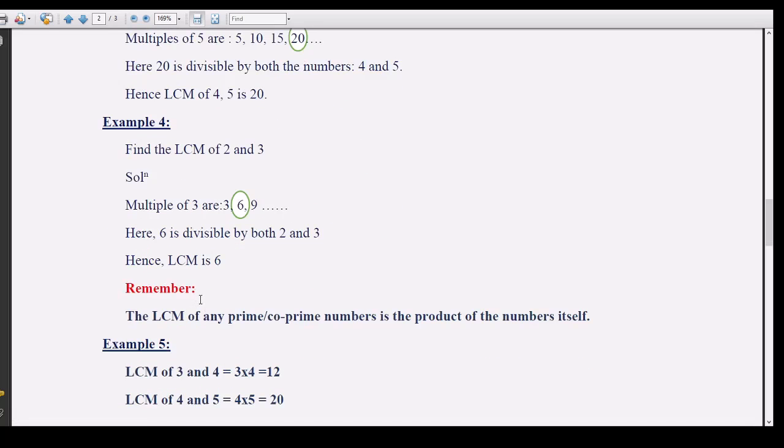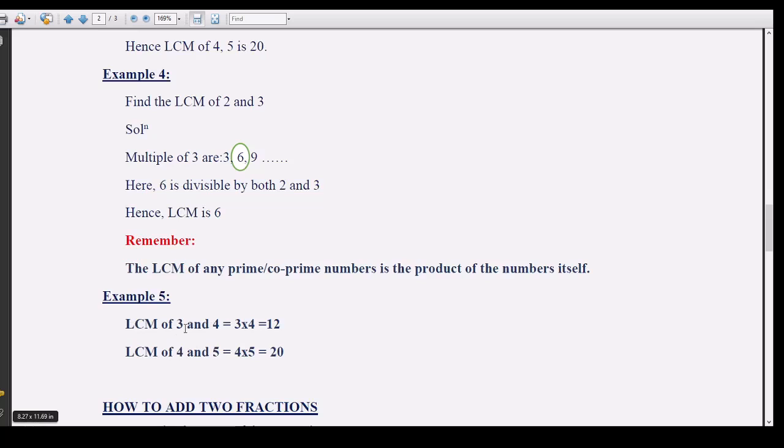Now for any two numbers, the LCM of any prime or co-prime numbers is the product of the numbers themselves. This means no need for going to find out the multiples. Like this 2 and 3, they are already prime, isn't it? If they are already prime, then the LCM will be the product of these two numbers, 2 multiply 3. That will be the easiest way for finding the LCM. For example, 3 and 4, both are co-prime, hence the LCM will be just the product of these two, 3 multiply 4, which is 12.